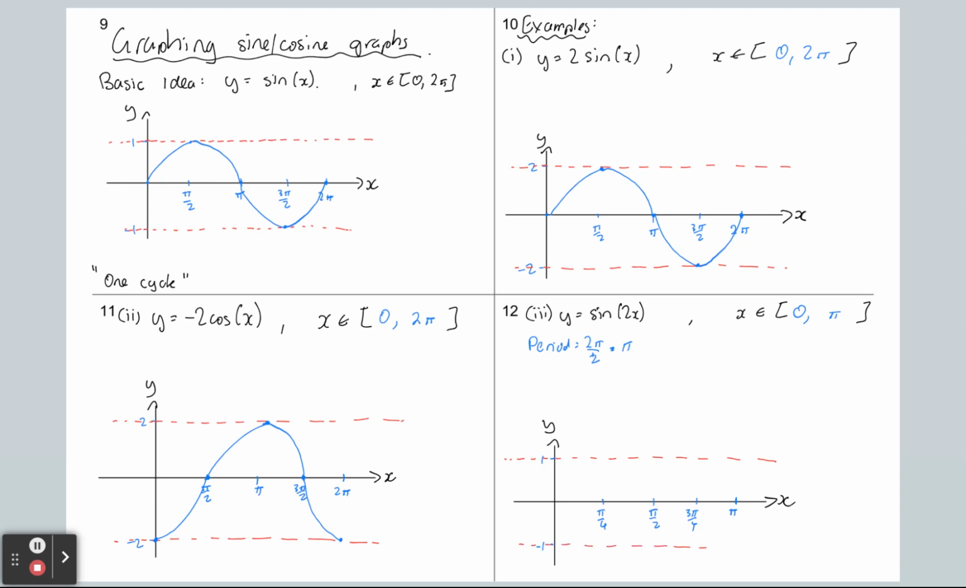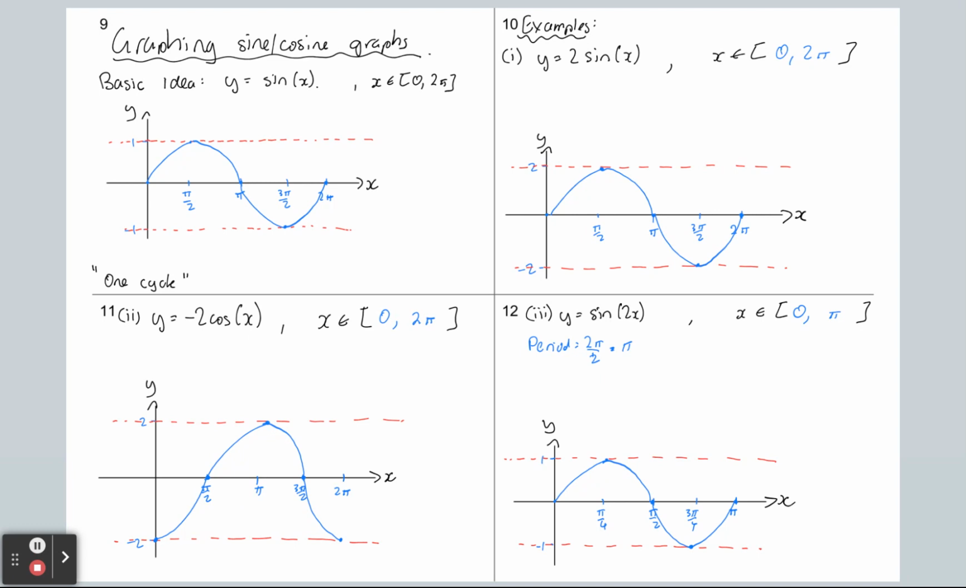And put my little lines in here, and then I'm going to just follow my patterns of dots. So sine always starts from 0, so I go there, then it goes up to here, then it goes down to here, down to there, then back up to there. Draw my curves in, and there's one curve, there's another curve, there's a third curve, and there is my final curve, and that is my graph done for y equals sine 2x over 0 to pi.